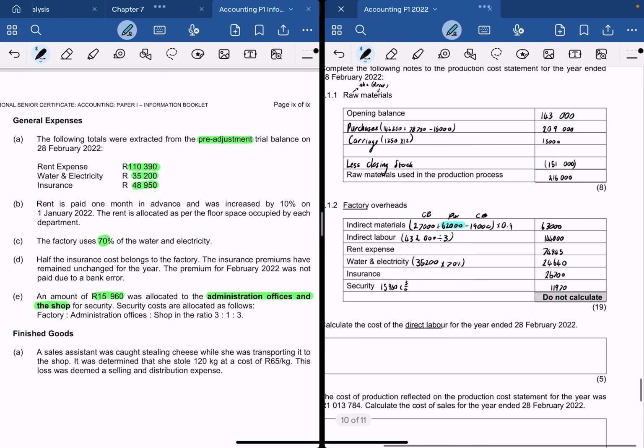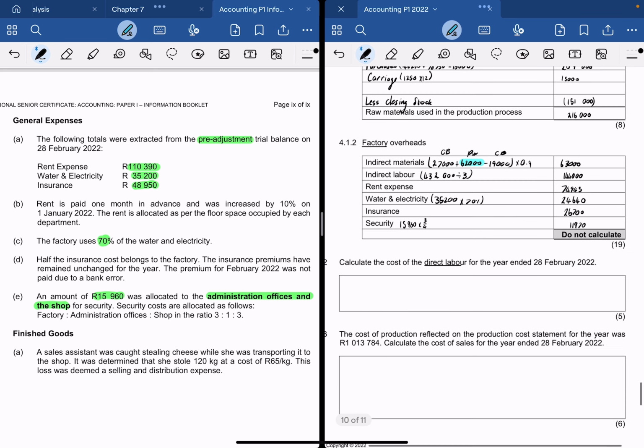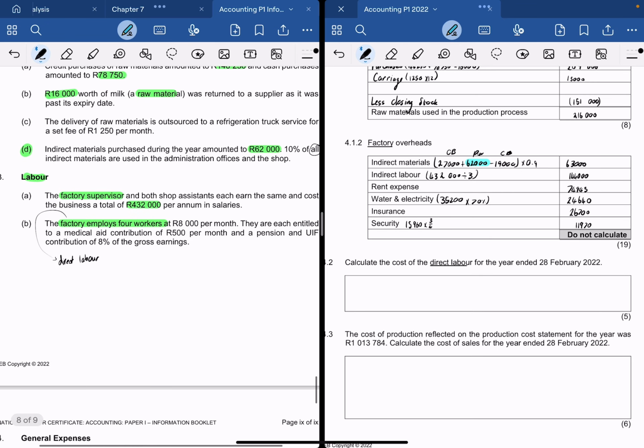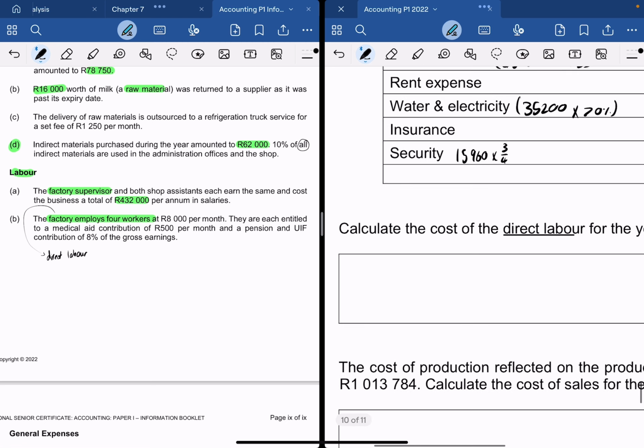Quite a bit harder than the raw materials section, I think, but still not impossible. Okay. Calculate the cost of direct labor for the year ended 28 Feb 2022. Come back here. Says the 4 employees each earn 8,000 Rand per month. So we can start the calculation. 4 employees times 8,000 Rand per month times 12 because it's per month.